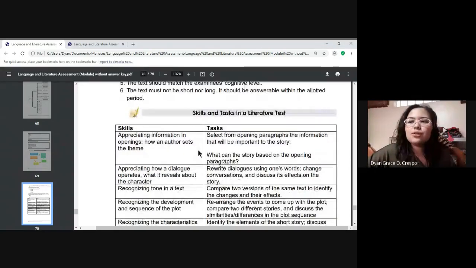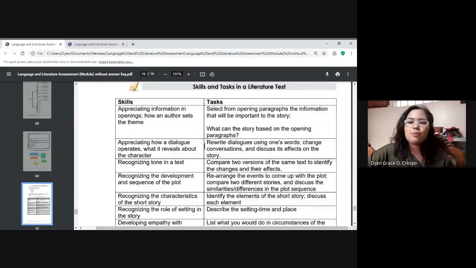So, there are skills and tasks in a literature test. One, appreciating information in openings, how an author sets the theme. Ano yung pwede mong task na gawin doon? You could have this one: what can you say about the story based on the opening paragraphs? Okay, so isa yan. So you will select in the beginning of the information. So makikita mo dun sa part ng theme. Okay, appreciating how a dialogue operates, what it reveals about the character. So, you could rewrite the dialogues using a changed conversation and discuss the effects on the story. So, i-analyze yung mga dialogues ng mga character.